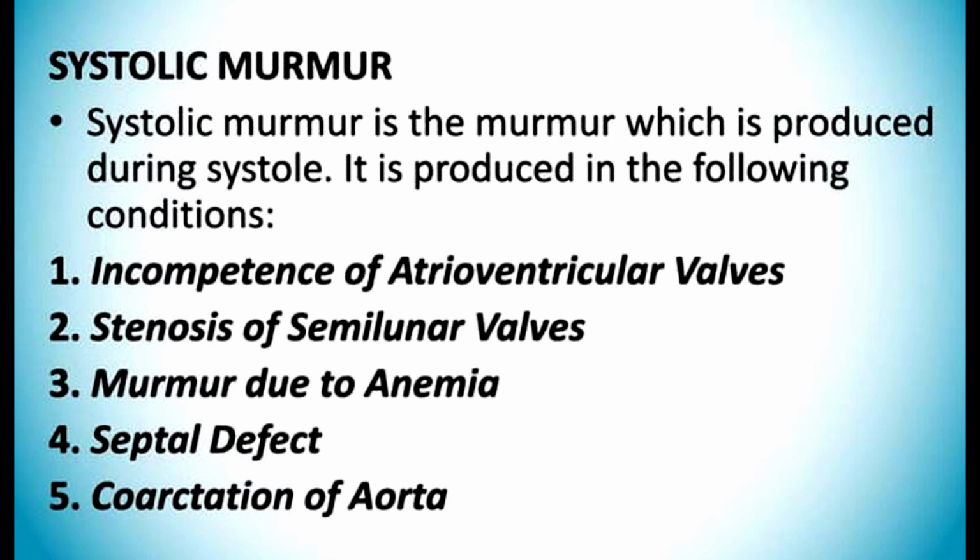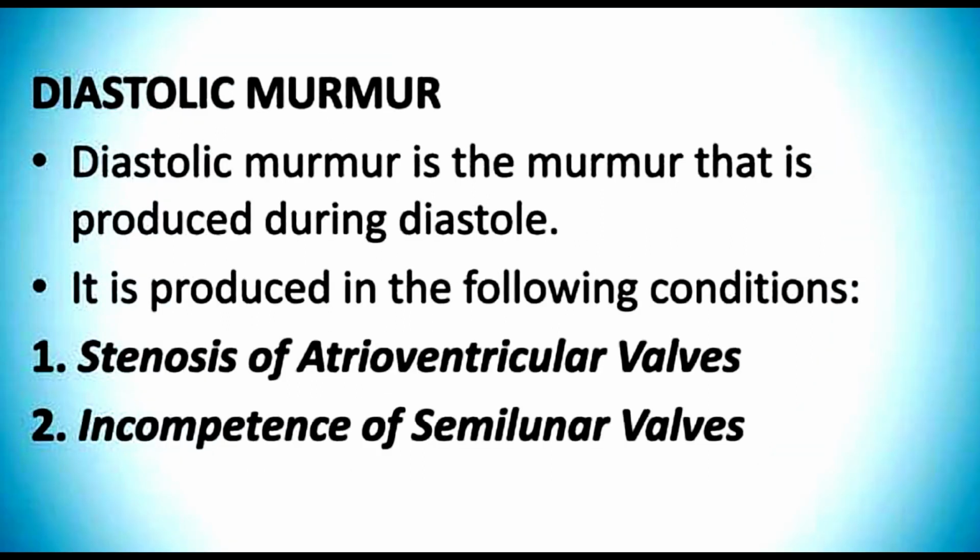Diastolic murmur is the murmur that is produced during the diastole. It can occur due to stenosis of the AV valve. When the AV valve becomes narrow, the turbulence of blood flow occurs during the diastole, when the blood enters the ventricles from the atria. Murmur due to the stenosis of mitral valve is heard better at the mitral area.